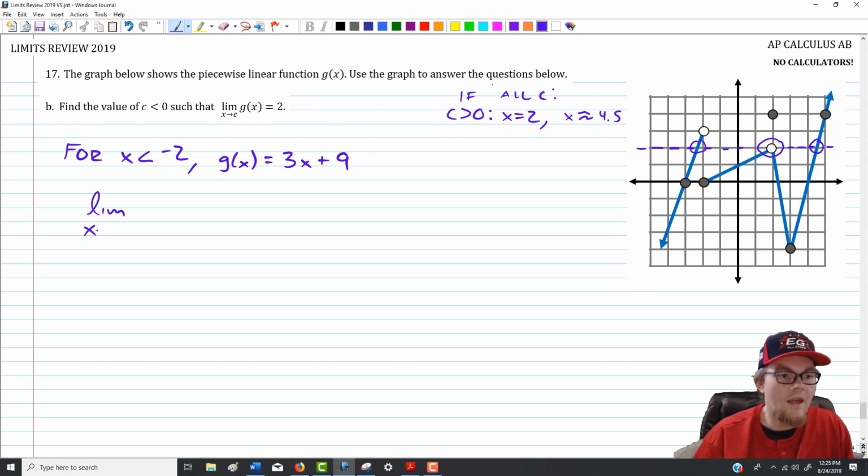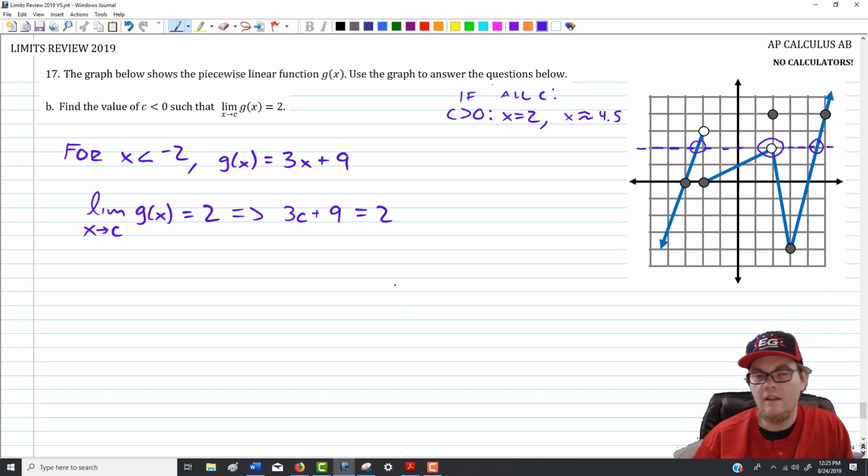We want the limit as x approaches c of g of x to equal 2, which means that we want 3c plus 9 to equal 2 itself. I was going to say that last one wasn't going to give me a number that made any sense. So solving this around, we'll get 3c equals negative 7. We'll get c equals negative 7/3.